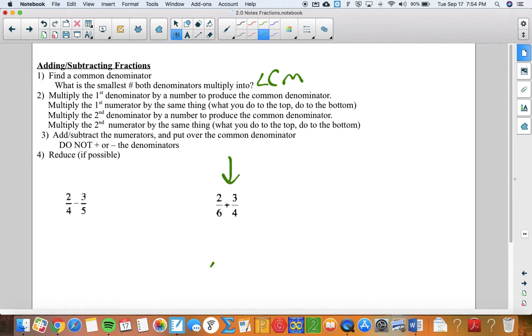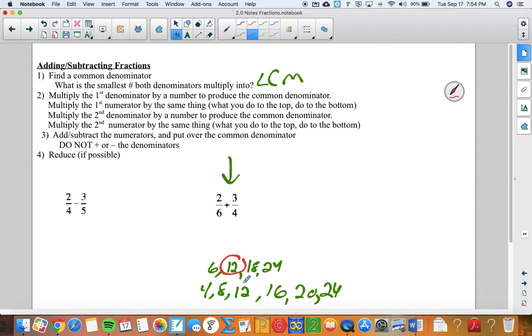So the multiples of 6 are 6, 12, 18, 24. Multiples of 4: 4, 8, 12, 16, 20, 24. Oh, hey, 12 was mentioned already on both lists. In fact, I could have stopped as soon as I got there and saw the least common multiple. Notice 24 shows up on both, but it's easier to take the smallest number.